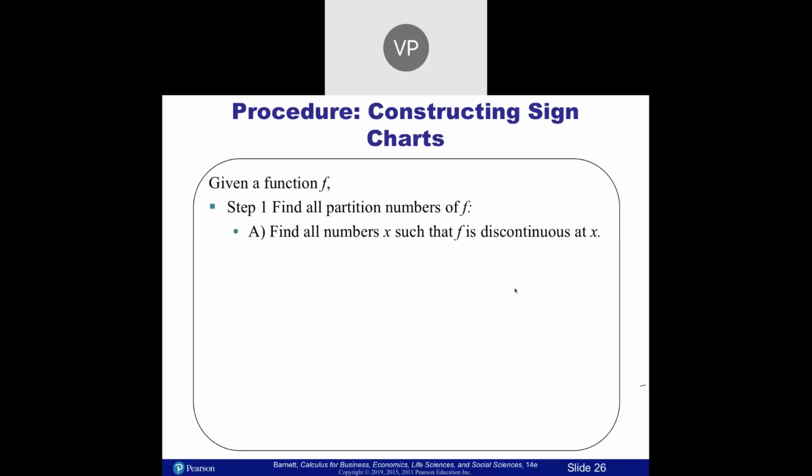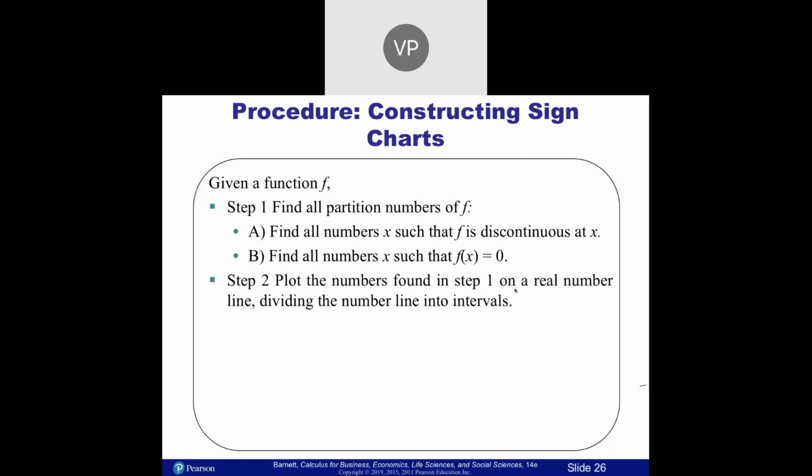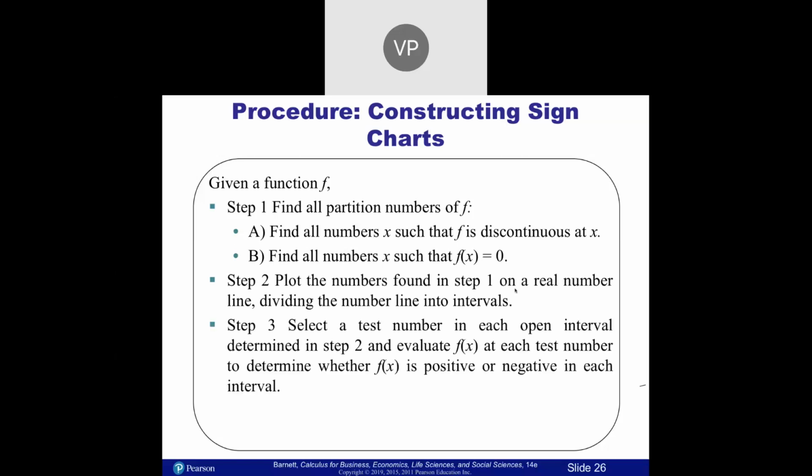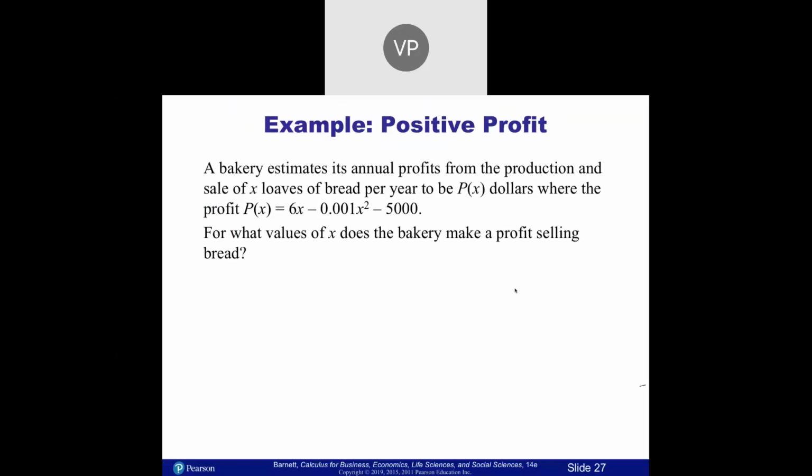Find all the partition numbers, so find out where the graph is equal to 0 and where the graph doesn't exist. And then you're going to check every one of the regions in between and around and see if they're plus and minus, and then you construct that graph, and then you can find out exactly where it's positive or negative. So here we get the same thing.